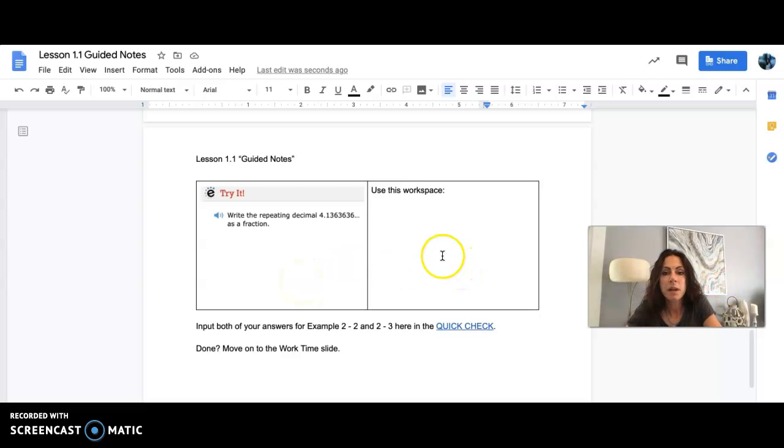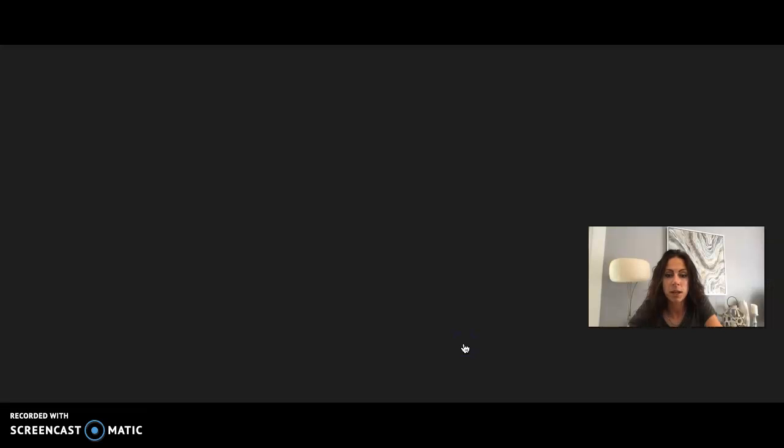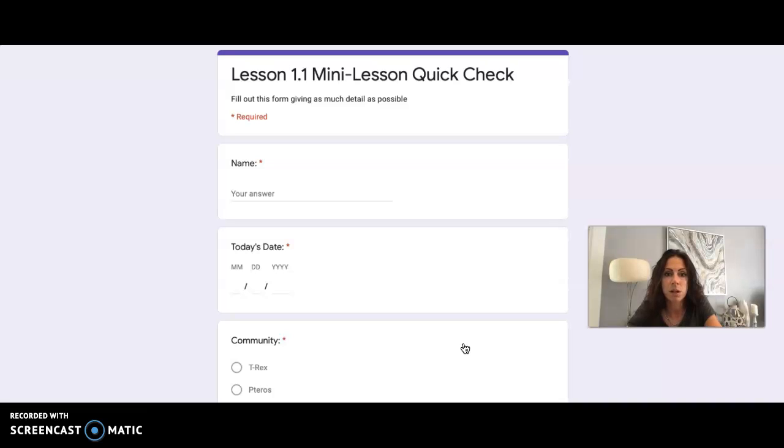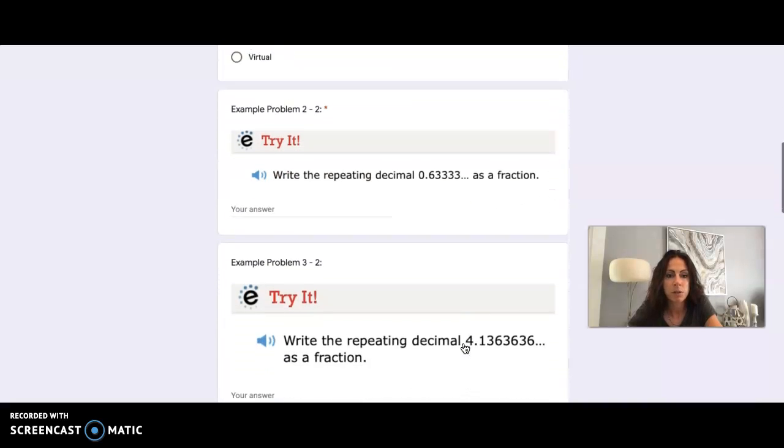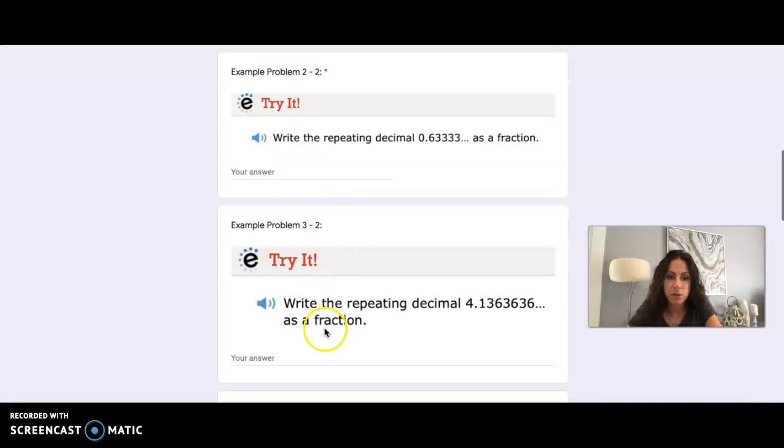All right, so no matter which one you chose, if you chose Pearson, Virtual Nerd, or Khan, it's going to take you to this mini check. You're going to fill out your name, date, community, and then you're going to write your answer to both problems. Notice these are the Pearson problems, but if you engage with Virtual Nerd, it's reasonable that you should be able to solve these 2 problems even though they're Pearson problems. Khan Academy, same expectation, okay? So you decide how you want to learn the information and then just apply it to the questions as given.